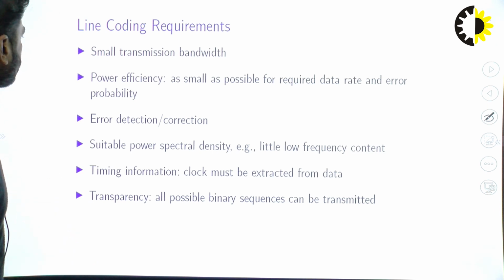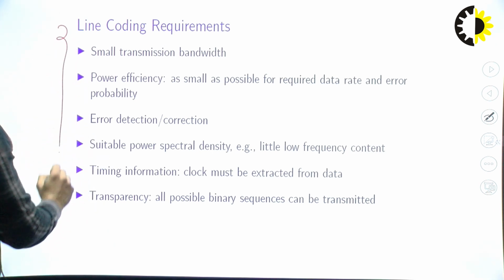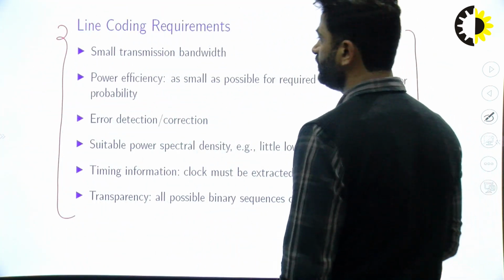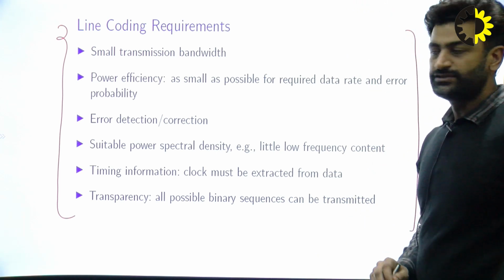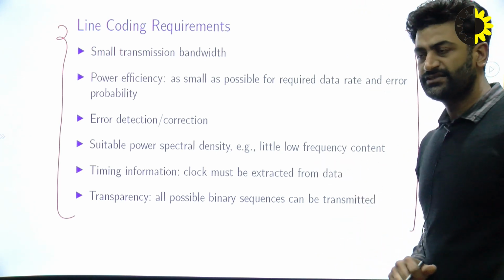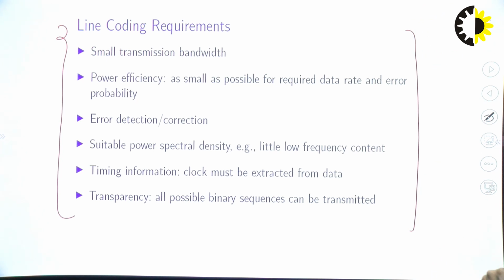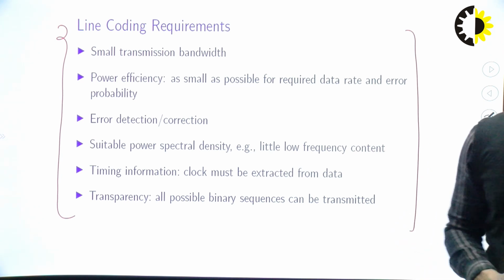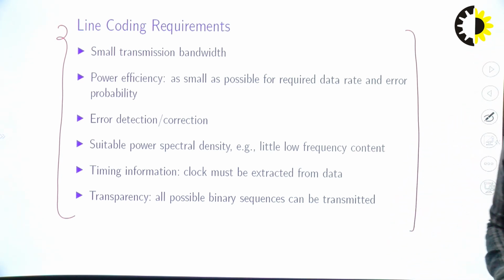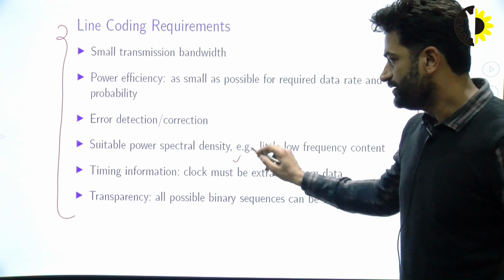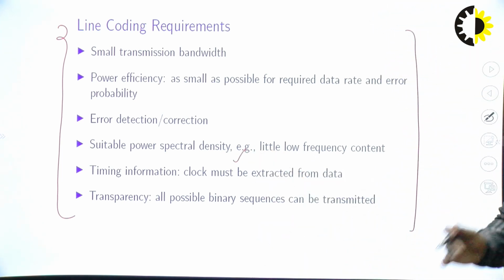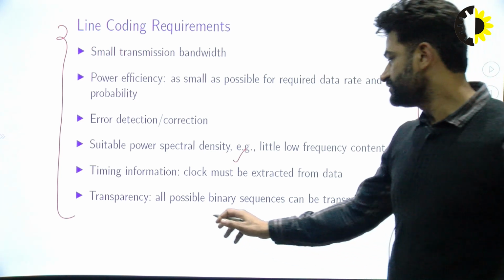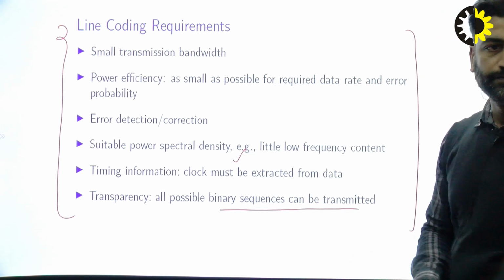Now the basic requirements for line coding. These are some requirements for the line coding techniques. First is small transmission bandwidth. Second, power efficiency should be as small as possible for the required data rate and probability. Third is error detection and correction. Suitable power spectral density is a very important parameter. Timing information: the clock must be extracted from the data. Transparency: all possible binary sequences can be transmitted.